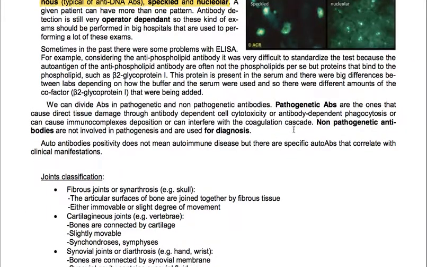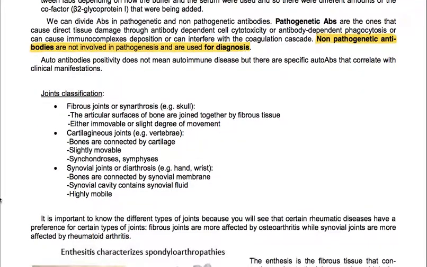Joints classification. We can have fibrous joints, or synarthrosis, as in the skull. The articular surfaces of bone are joined together by fibrous tissue. They are either immovable or have a slight degree of movement. You can have cartilaginous joints, such as in vertebrae. Bones are connected by cartilage and are slightly movable: synchondrosis, symphysis.